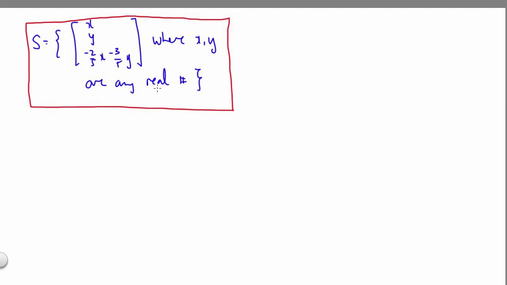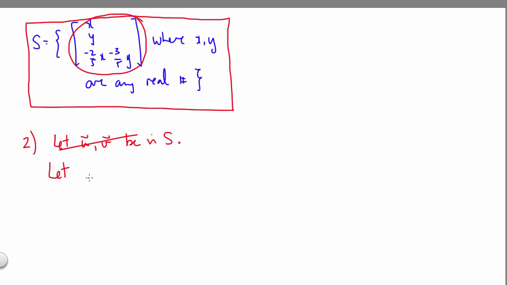So I've just recopied our revised definition of S from the previous screen, and let's go ahead and check the second statement. So the idea is that we're supposed to start with any two vectors in S. You might say something like let u and v be in S. But in fact, we should probably be a little bit more specific here. When we say that u and v are in S, what we're really saying is that they've got this form here. So it may be a little bit better to say let u be the vector.